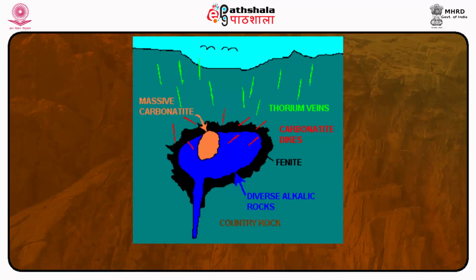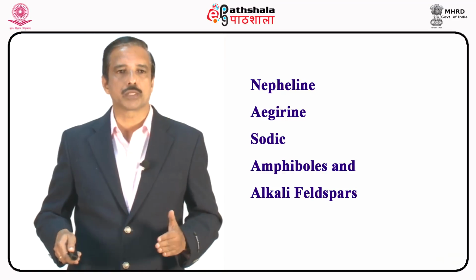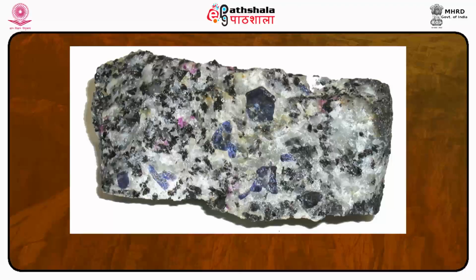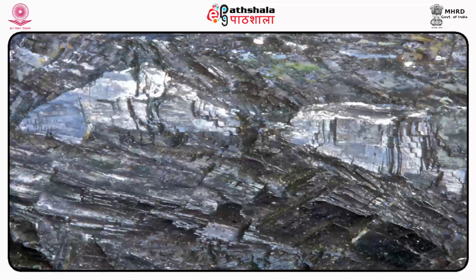But alteration effects around most magmatic deposits are more aptly described as regional metamorphism than wall rock alteration. A special case is an assemblage called fenite, the result of a process called fenitization, which occurs around most carbonatite intrusions. Fenitization is characterized by the development of nepheline, aegirine, sodic amphibole and alkali feldspars in the aureoles of the carbonatite masses. These halos present sodium metasomatism, hydrolysis and oxidation with increased sodium, hydrous silicates and hematite. They suggest that hydrothermal activity may be important in generating some ores in carbonatites.